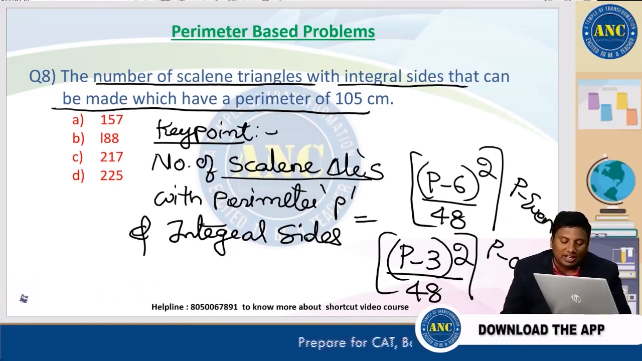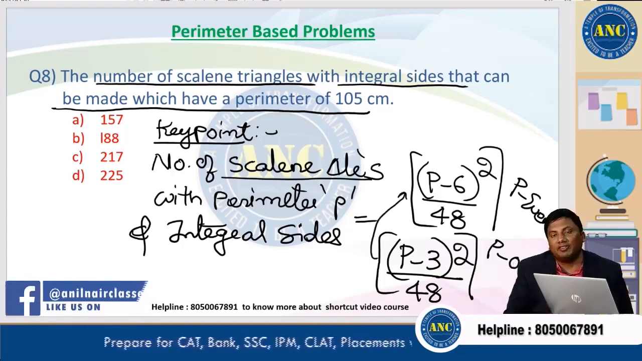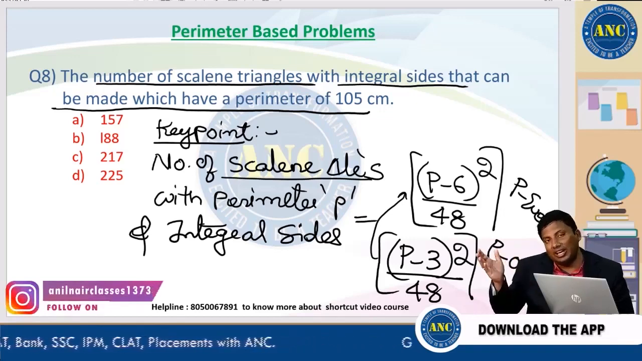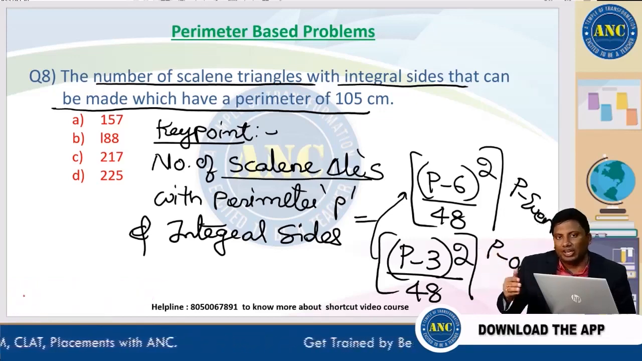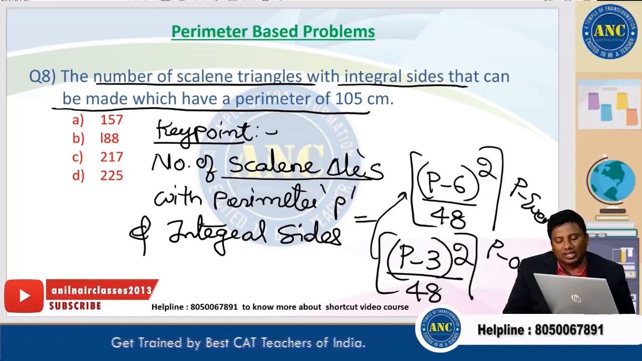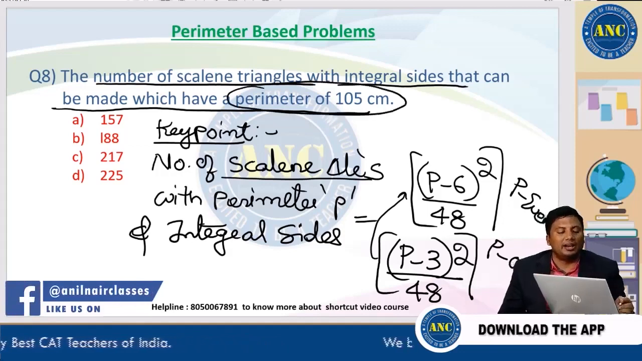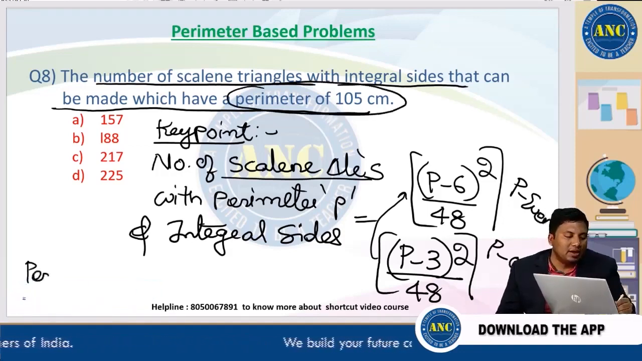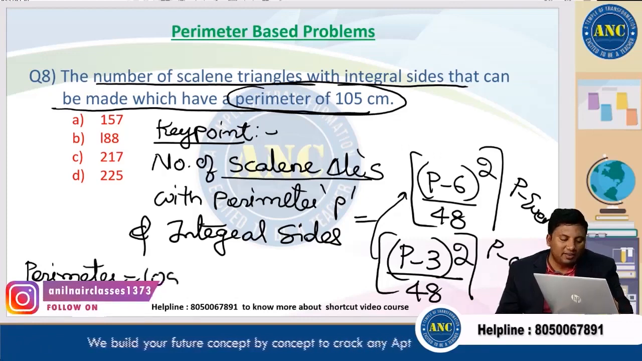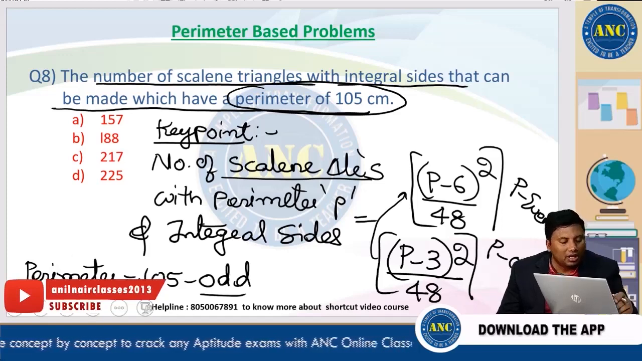P minus 3. It is very easy to deduce this. Add 3 to it because every odd number is of the form 2k plus 1. There are 3 sides, so it will become minus 3. If it comes to the right hand side, it will become plus 3. What is the value that is given? Perimeter is given as 105 centimeters. 105 is nothing but an odd number.